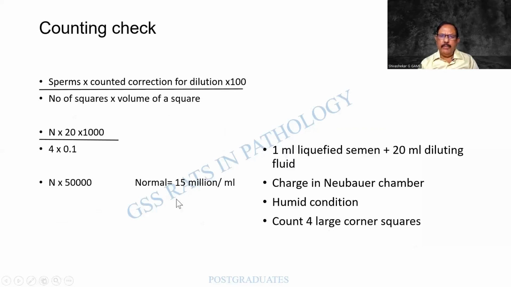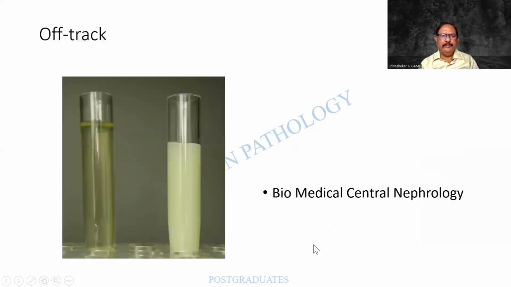So this is a formula for the counting. I would like you people to kindly go through it. There is a charging and the humid conditions are there. The large squares are being counted. This formula is a little difficult, but try to memorize it. I'm going off track over here.